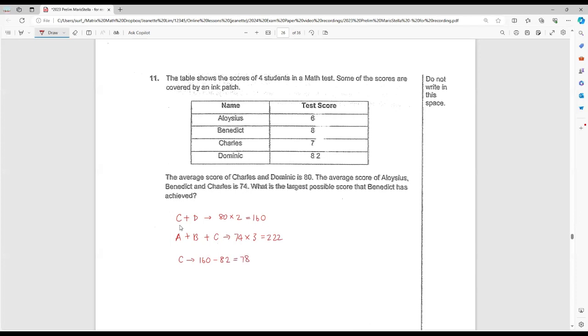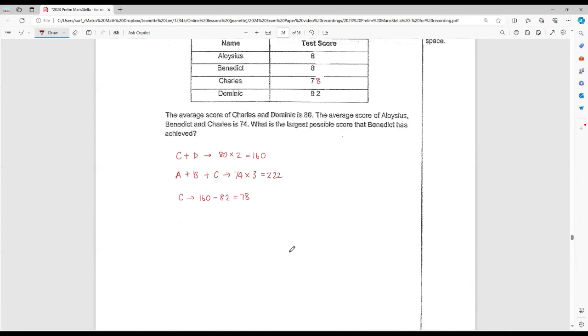Which is 78. So I know this is 78. A, B, and C is 2, 2, 2. So let's take away C so that we only have to work with A and B, which is 144. Now A and B is 60 something and 80 something. 60 something plus 80 something gives us 144. Largest possible score that Benedict has achieved.